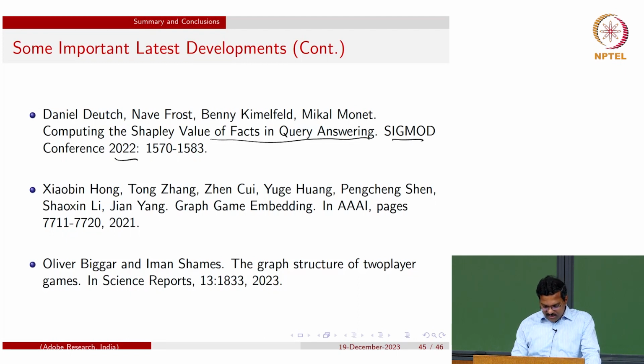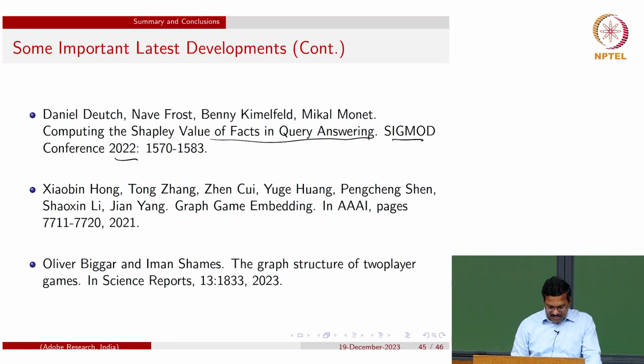Yet one more interesting paper is the graph structure of two-player games. This is a 2023 paper. It also constructs a graph out of a game setting and leverages that graph to solve the game problem. So again, it is a good combination of networks plus game theory concepts.